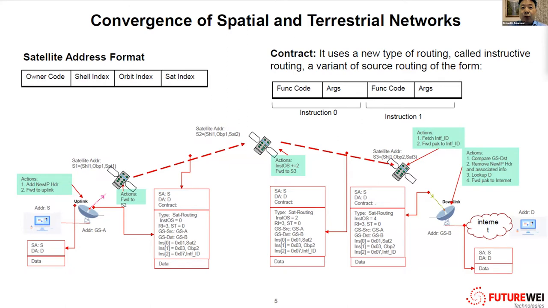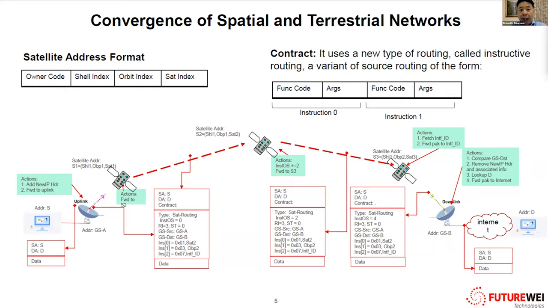This is an example of convergence of spatial and terrestrial networks. Now, satellite is used mainly for access. So you send a packet to the satellite in the sky, and the satellite sends a packet back. So it's like an access and a termination point. But sometimes a satellite sends a packet to another satellite. And because satellites are always moving, the routing adjacency relationship is always changing. This is fundamentally different from routers on the Earth.